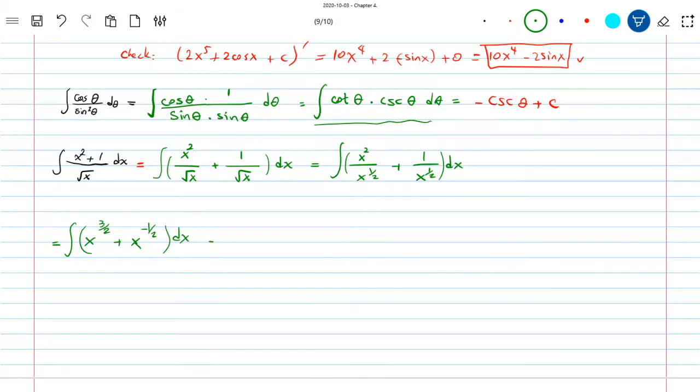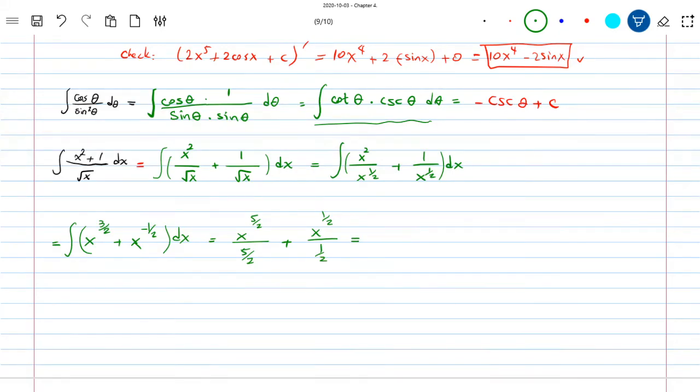I tried to write it in a way that I can use the power rule, the backward power rule. Now, what would be the antiderivative? The integral of x to the power 3/2 would be: add 1 to the exponent, 5/2, divided by the same thing, 5/2. For x to the power negative 1/2, add 1 to the exponent. Negative 1/2 plus 1 is positive 1/2. I will divide by the same exponent.